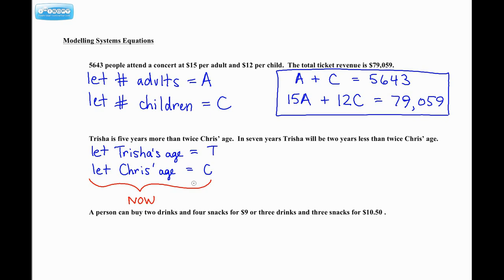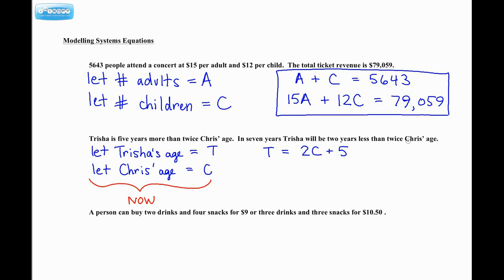Okay. So let's look at the first sentence. This is present tense. So this says Trisha is 5 years more than twice Chris's age. That's actually very simple to model. Trisha is 5 years more than twice Chris's age. So we're just taking twice Chris's age and we're tacking 5 years onto that. So you could say 2 times c plus 5 or 5 plus 2 times c. There we go. Okay, so here's this sentence in English modeled mathematically.